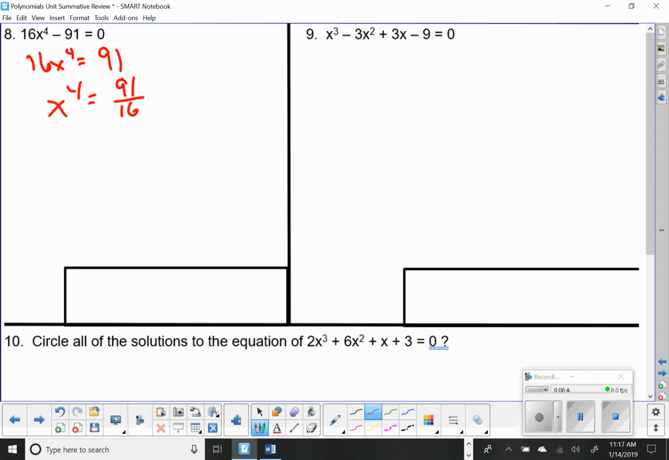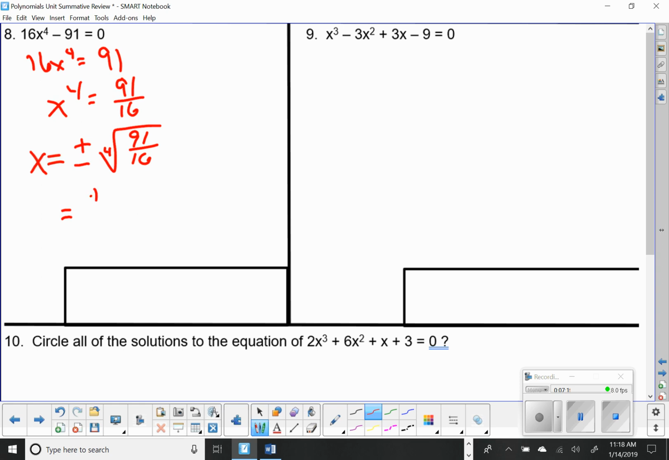Now, if I take the 4th root, I've got to consider positive and negative. X will be equal to plus or minus the 4th root of 91 over 16. Well, 91 is kind of like that crazy prime number, so I can't really do a whole lot with him. But I can get rid of the 16 in the denominator.